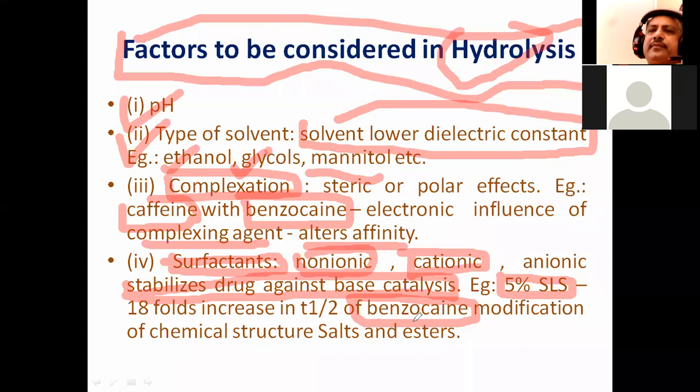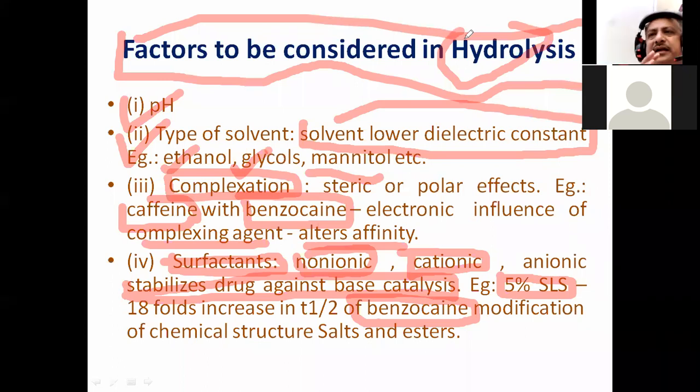Modification of the chemical structure as well as ester. When you use the surfactant, it will modify the basic structure of the benzocaine, which will lead to an increase in the T half of the benzocaine. Benzocaine is a local anesthetic. This is how we have to study each and every aspect, whether there is a chemical degradation of the product. The chemical degradation of the product will happen either due to hydrolysis, oxidation or reduction, or by racemisation, that we are going to see.